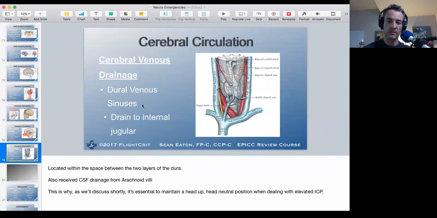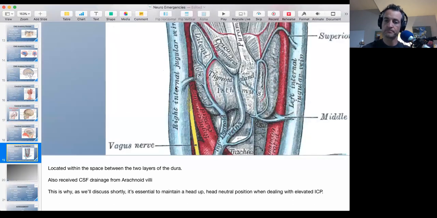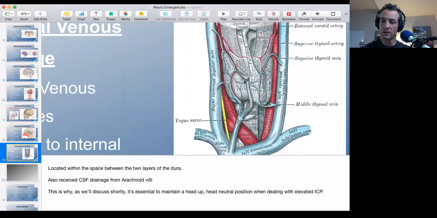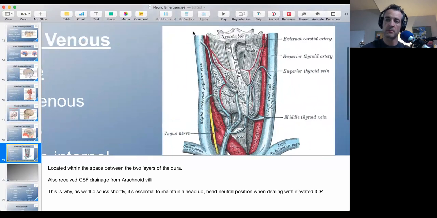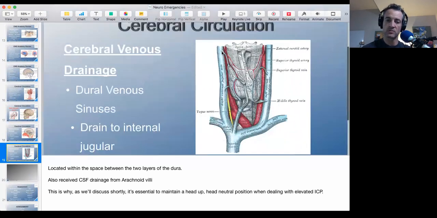Okay, and then this is just another image that shows you how these right internal jugular veins kind of come down and drain into the subclavian. But this is coming down from the cerebral venous circulation.